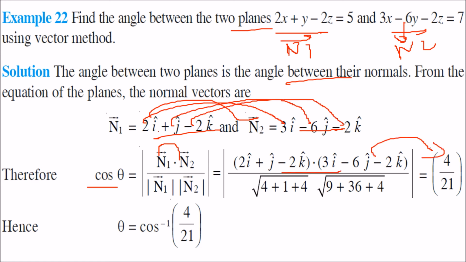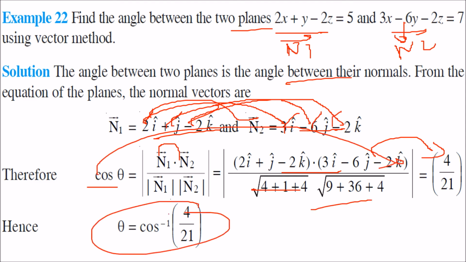And how about the magnitude? Square root of 2 square plus 1 square plus minus 2 square, times square root of 3 square plus minus 6 square plus minus 2 square. Just divide it and take cos inverse here. Theta will be cos inverse 4 by 21.